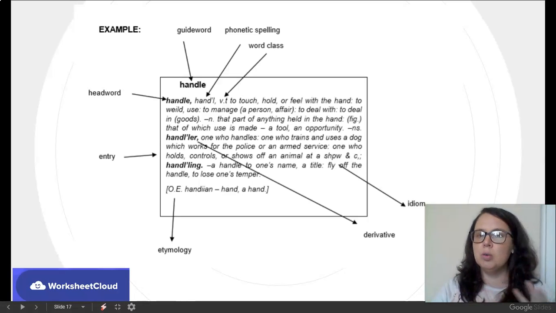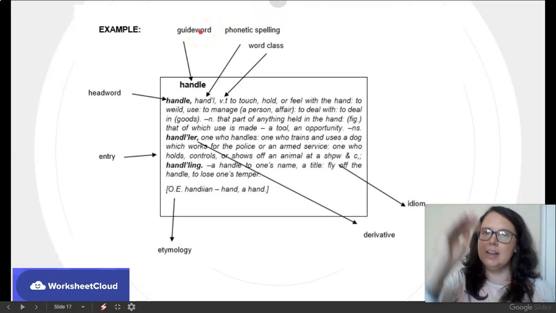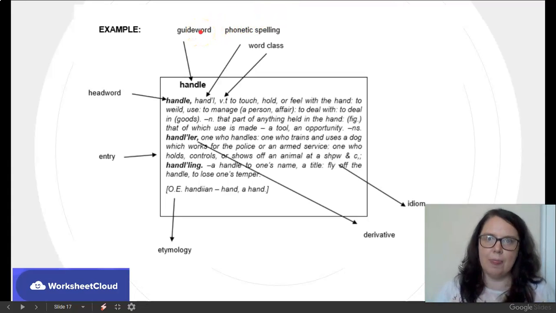Right, so I'm going to go through it one more time, and this is a very nice slide just to show you everything we've spoken about. So guide word is the word at the very top of the page that guides you to what else is on the page. Phonetic spelling, how do I pronounce the word? I don't say handle, I say handle. Word class, so part of speech. Here it is a verb, transitive to be exact, so they're being very specific.